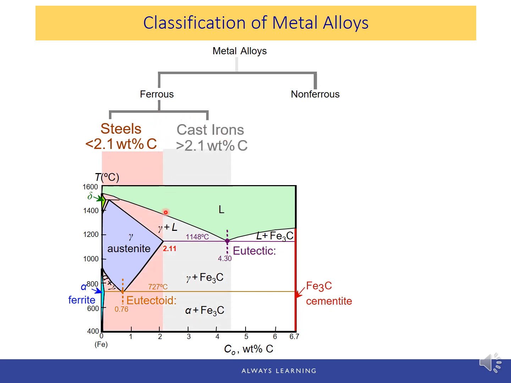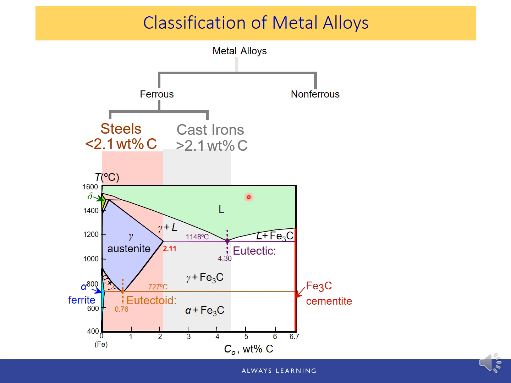They are classified by this composition point from the iron-carbon phase diagram, where the composition of 2.11 weight% of carbon is the maximum solubility of carbon in austenite. So if the carbon content is less than 2.1 weight%, then it's steel. When the carbon content is greater than 2.1 weight%, then it's considered cast iron.